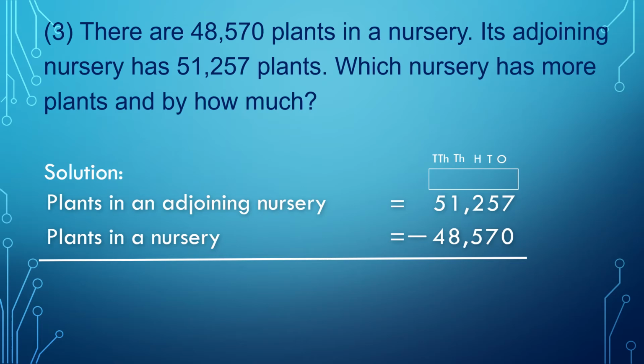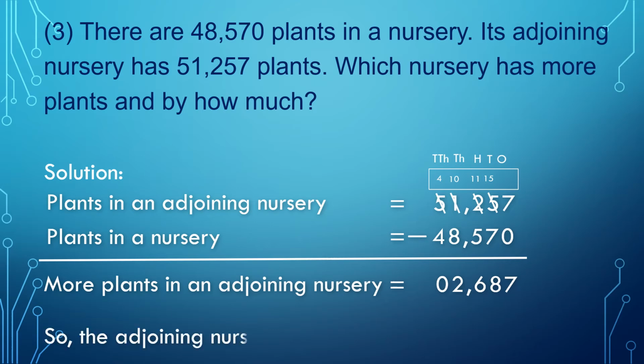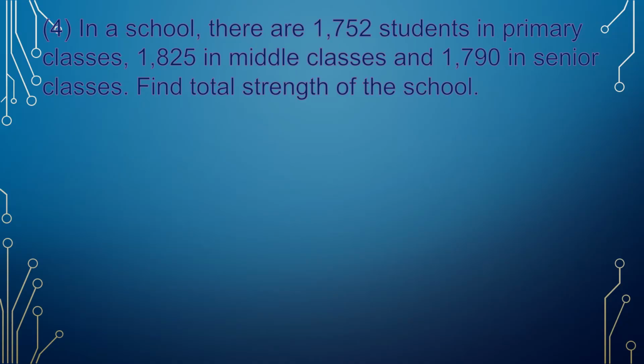Now write the third statement. More plants in an adjoining nursery is equal to. Everyone knows subtraction. So pause the video and do the subtraction on your own and check. The answer is 2687. So the adjoining nursery has more plants by 2687.